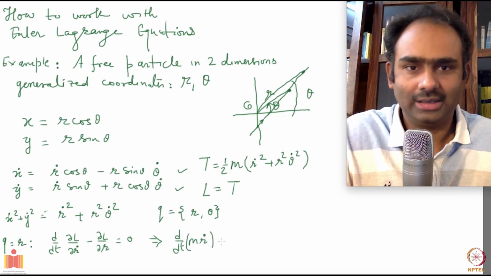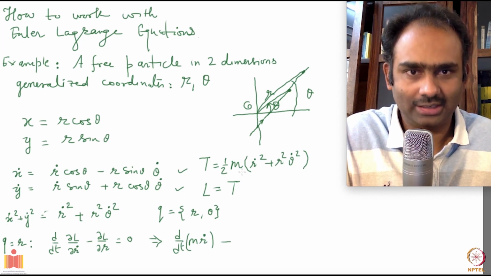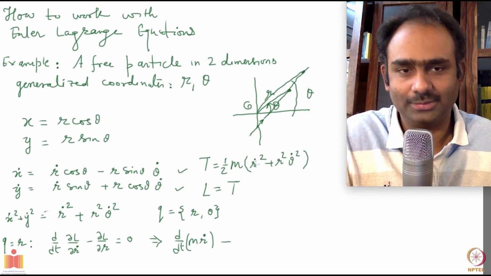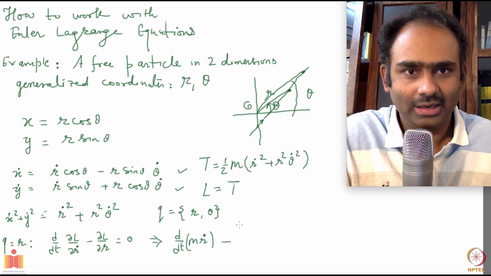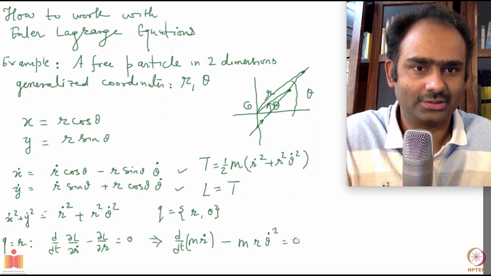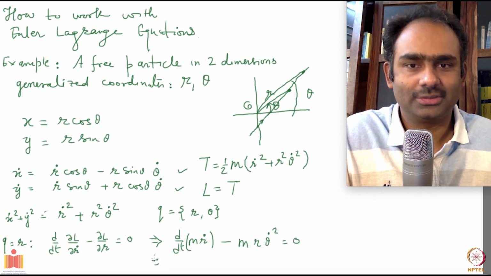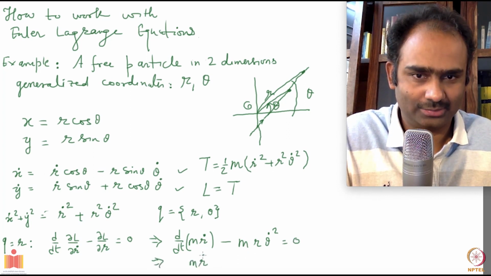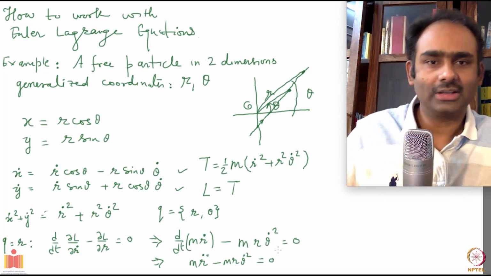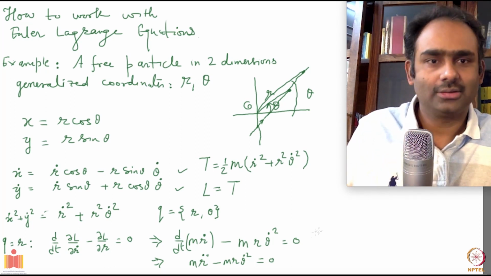correct. Del L over del r, the only second term has r, the first term does not have. So the partial derivative of this first term with respect to r will be 0, only this one will contribute, and you'll get minus m r theta dot square equals 0. Which implies m r double dot minus m r theta dot square is equal to 0.